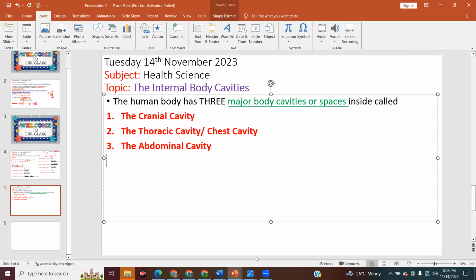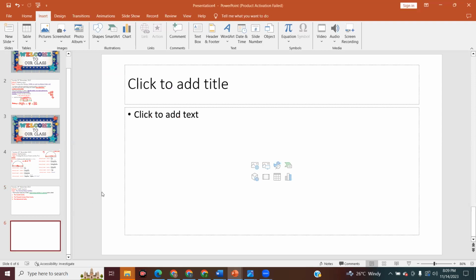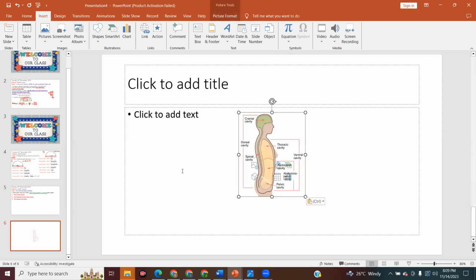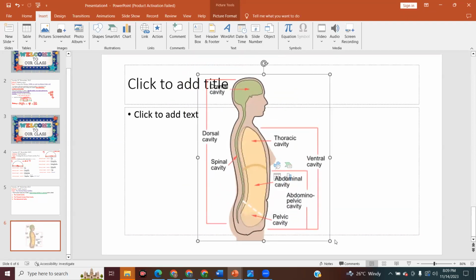Now, visually speaking, let me show you the different cavities. Are y'all done with this slide? Still working on it. Okay, let me just show you the cavities. So this is what we mean by the cavities.